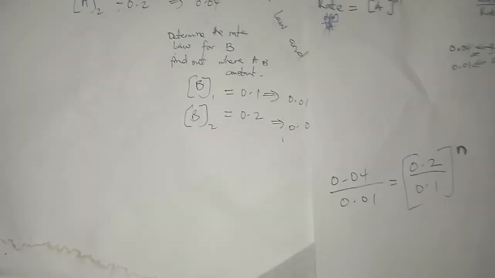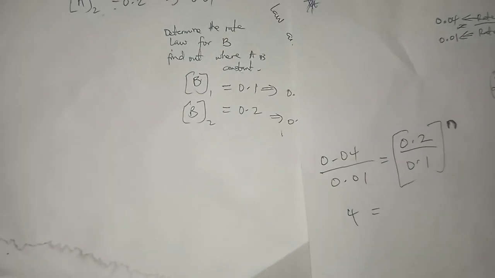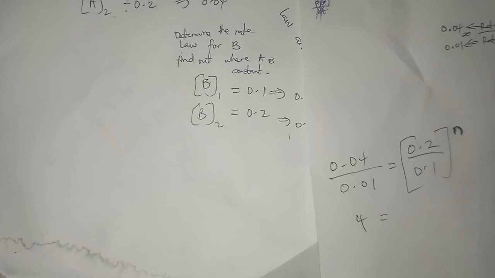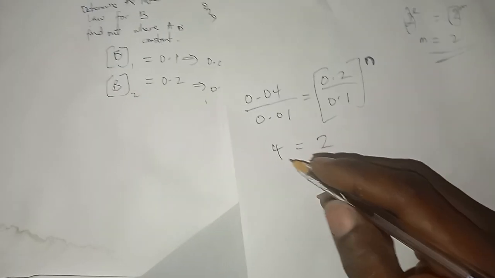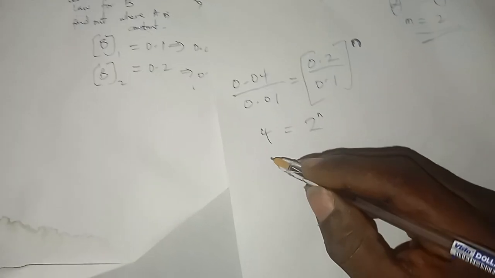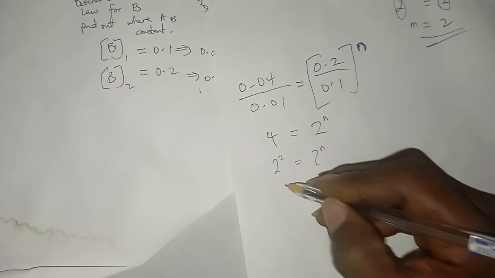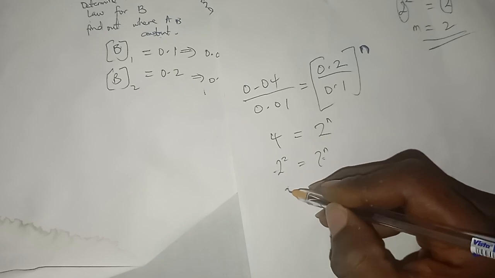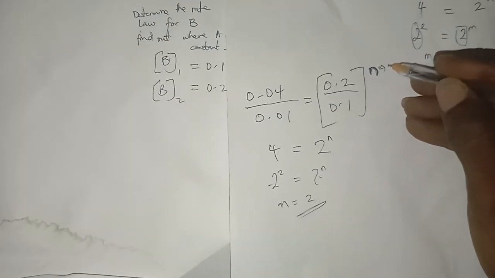So 0.04 divided by 0.01 gives me 4. Then 0.2 divided by 0.1 is also giving me 2. In this case, I will now have everything raised to power n. So this is the same thing as saying 2 raised to power 2 equals 2 raised to power n. Provided the bases are the same, n is equal to 2. So that means this is also 2.